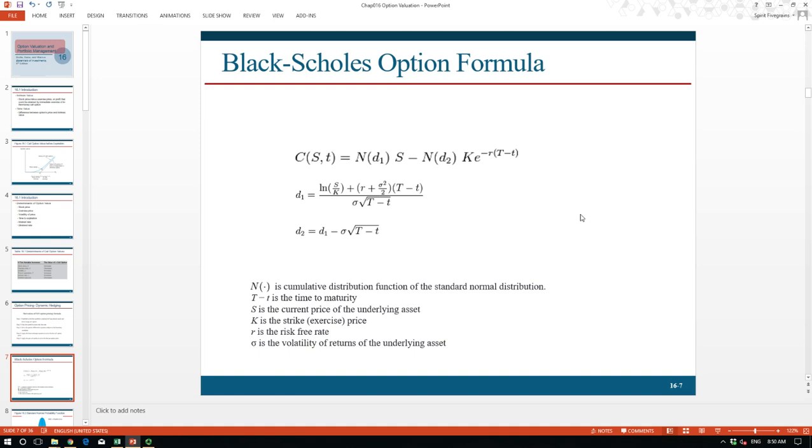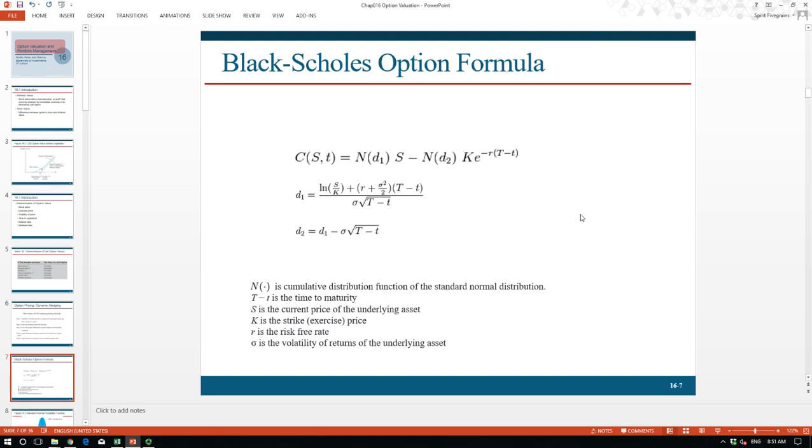First one is stock price, S. The second one is K, the strike price or exercise price. The third one is r, the interest rate, which is a risk-free rate. The fourth one is standard deviation, which measures the volatility of underlying assets. And also we have big T minus small t, that is the time left in an option, or time to expiration. Right? And let's start with the first line.